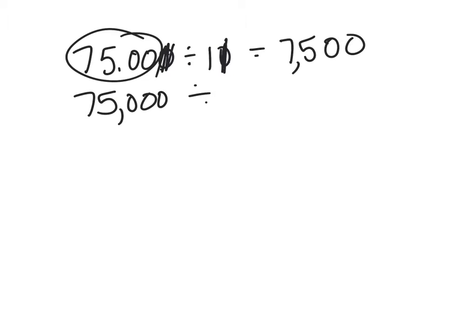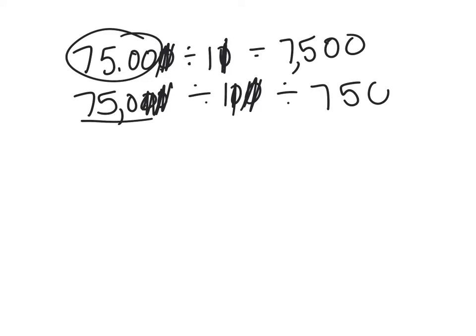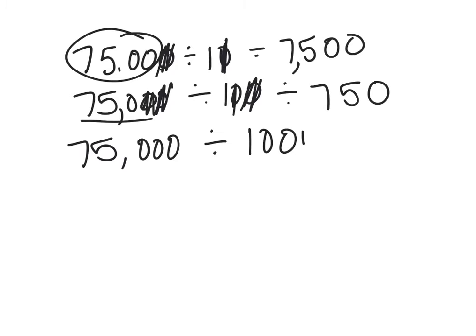if you pay attention. If I have 100 now, I have 2 zeros to get rid of. So take off 2 zeros, and what do we have left? 750, 750. If I have 75,000 divided by 1,000, take off 3 zeros, you are left with 75.